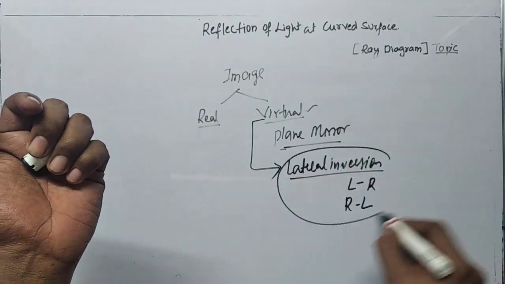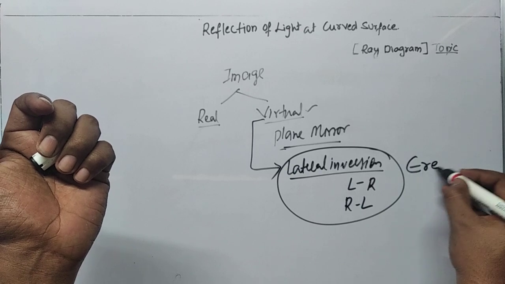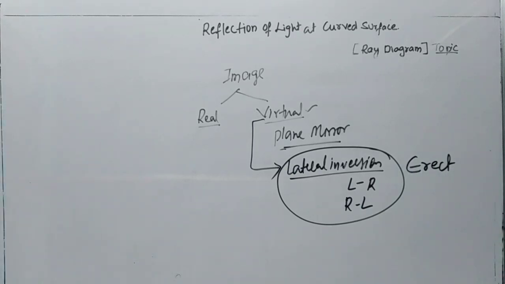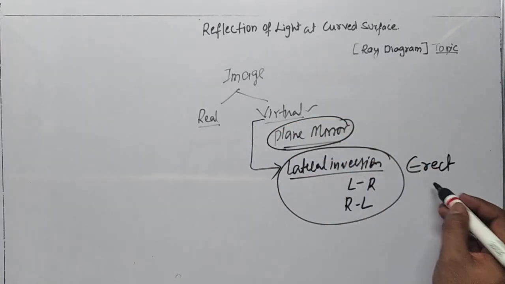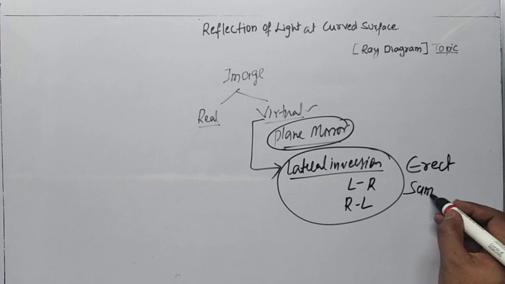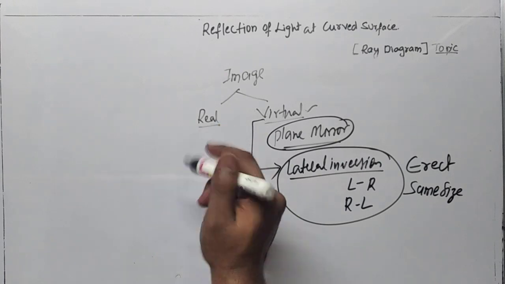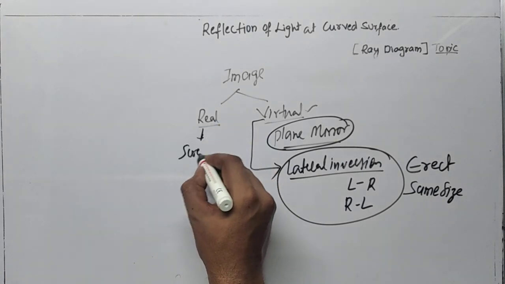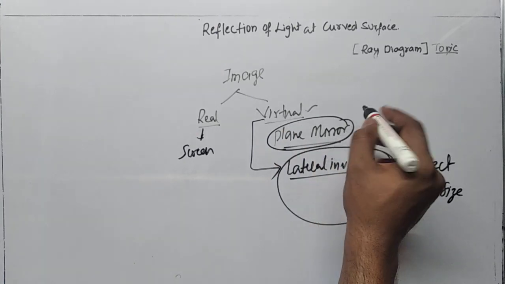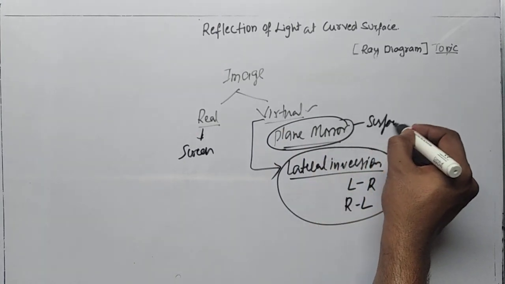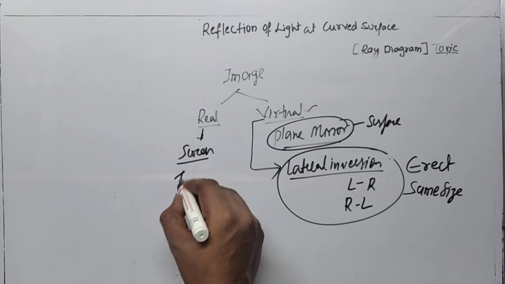But in this chapter, the word lateral inversion is not used for erect. And there we find that in the plane mirror the image is erect and the same size. The image is virtual. So now what about the real image? Real image, you just remember, will be formed on the screen. Virtual image will be formed on a surface, it may be a mirror or something, and it will be erect.